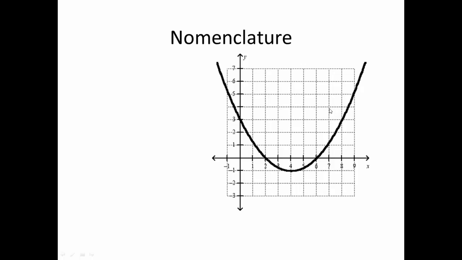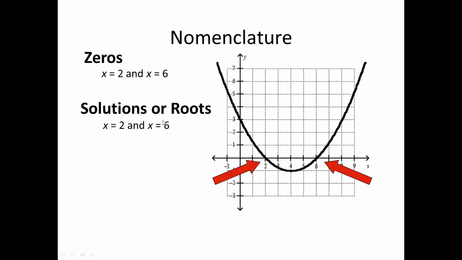Alright, some nomenclature, meaning names of stuff. Okay, let's talk about some names. There are these 2 points here on my graph with the x-axis. We call those intercepts. We also call those zeros. We have a 0 at 2, and we also have a 0 at 6. We also call them solutions or roots. We have x is equal to 2 and x is equal to 6. Those are just roots or solutions or zeros.